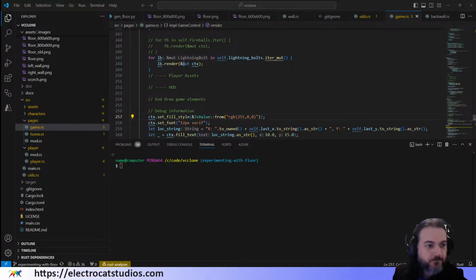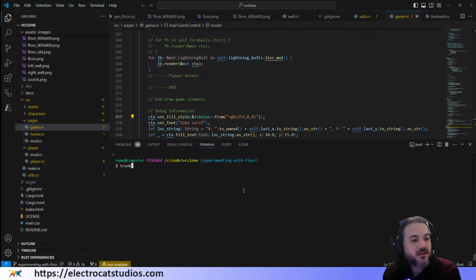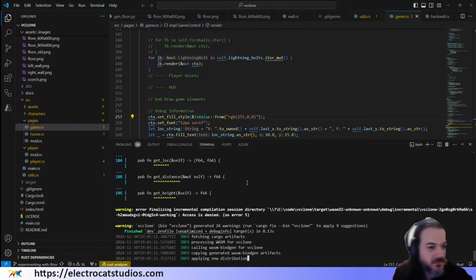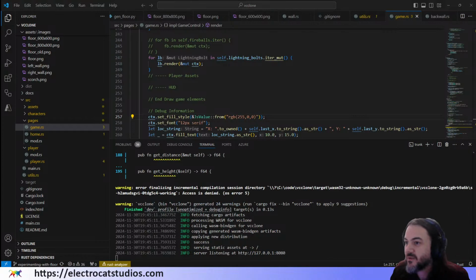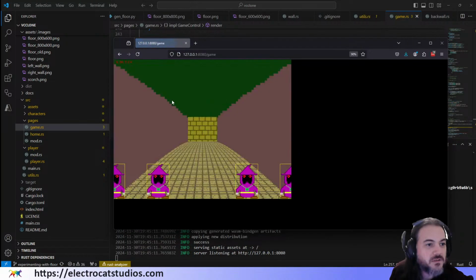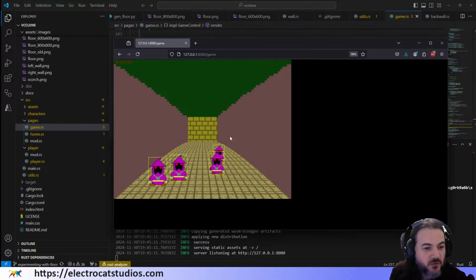So first thing to do is to check out the code and make sure that it works. Do the trunk serve, and we can then go to our browser. And it's here. We've got this lovely front page screen, and these little guys, and they walk around, and we can zap them with our lightning bolts. And this bulge in the floor is the thing I was hoping to fix today.